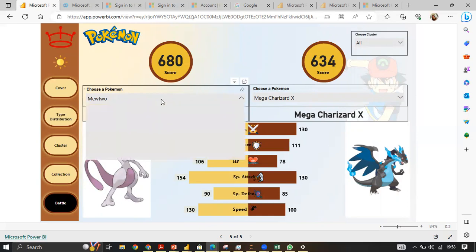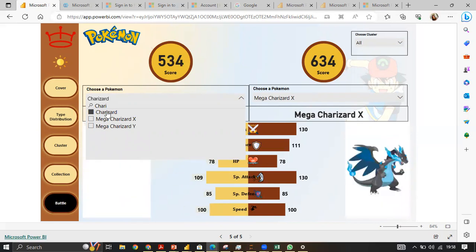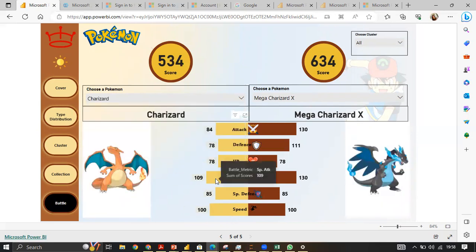What I talked about earlier was Mega and their base form. Now this is Mega Charizard. I would want to search for Charizard. Searching for Charizard. You can obviously see that the Mega is leading in points in attack, in defense, in hit points. They have the same in special attack, in special defense.